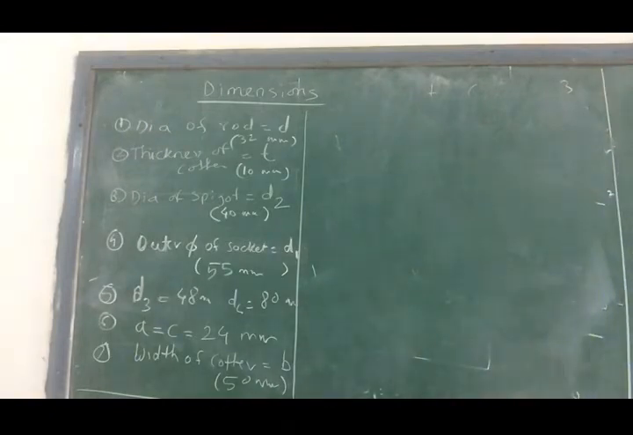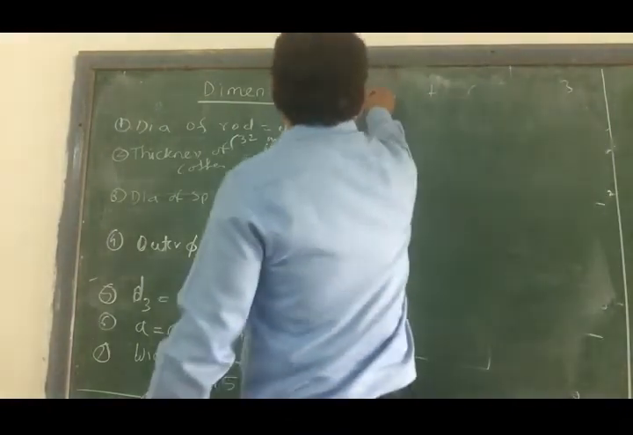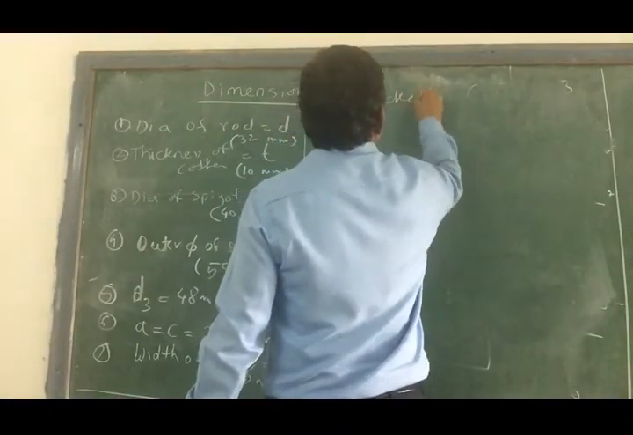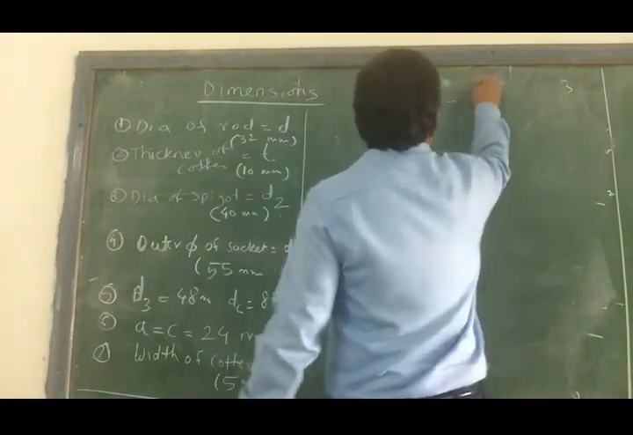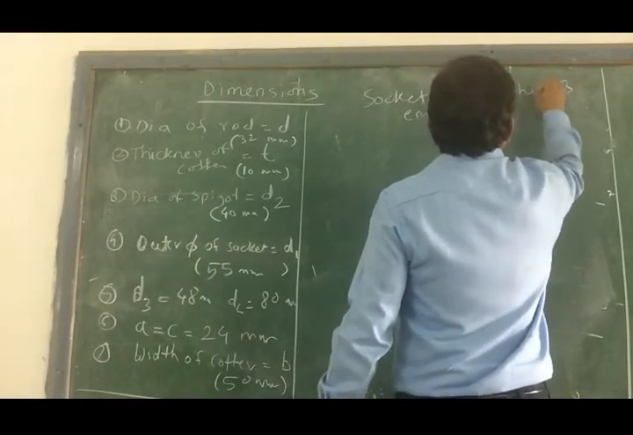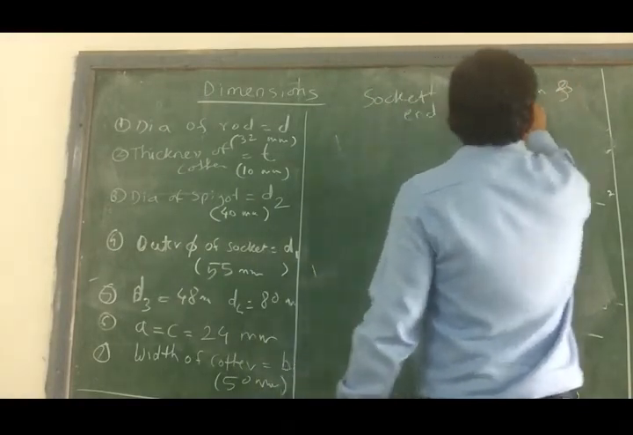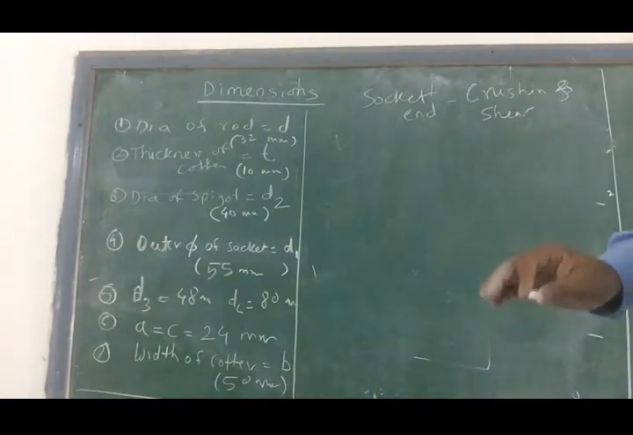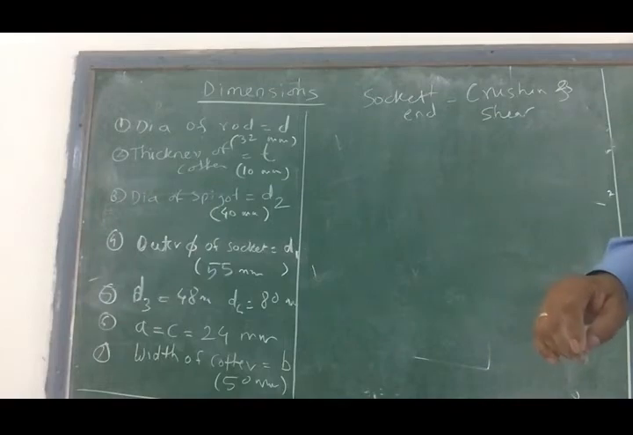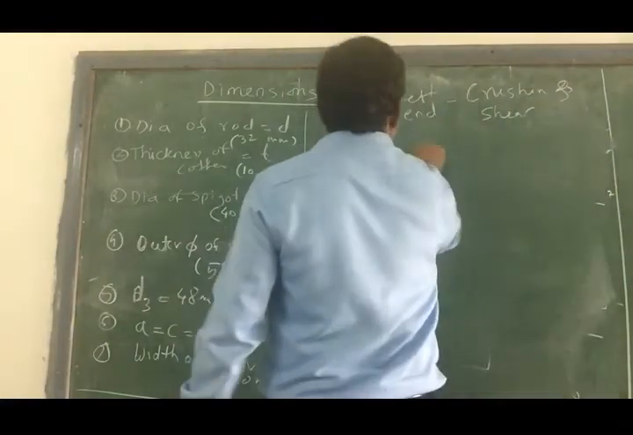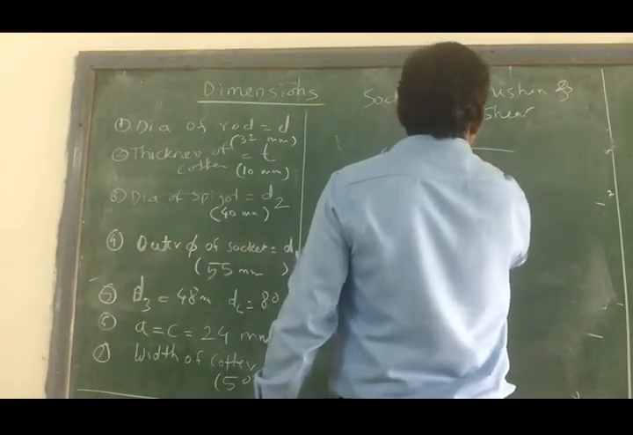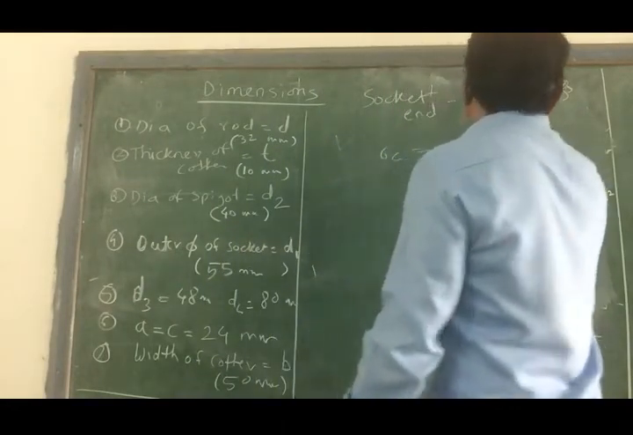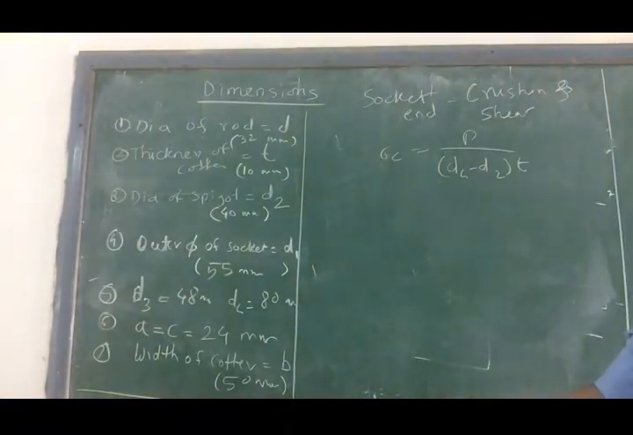Now we have checked the spigot. Now we will see crushing and shear of the socket. So similarly, for the socket we will see crushing and shear. Right. So the way we saw the spigot, similarly we will see whether the socket will fail in the crushing and shear. Now sigma c is P upon (D4 minus D2) T. Sigma c is equal to P upon (D4 minus D2) into T. Right. So with this formula, try to put the values.